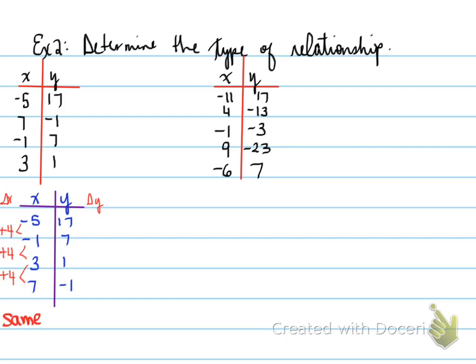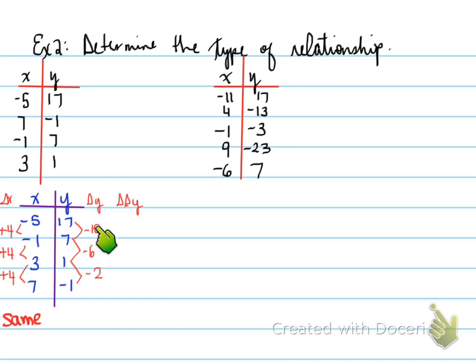So, what is the next part, delta y? How does 17 become 7? Well, minus 10. How does 7 become 1? Minus 6. How does 1 become negative 1? That is minus 2. Notice that these numbers are different. Because they're different, we have to keep going. First differences are not the same. So now we go and do the second differences, which is delta delta y.